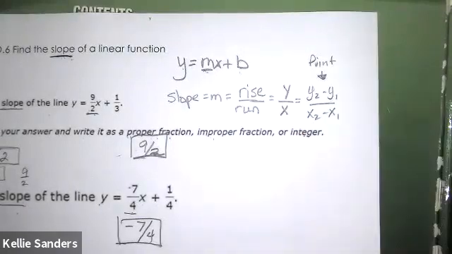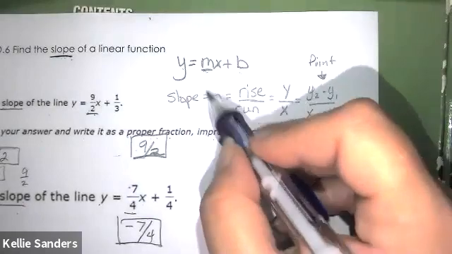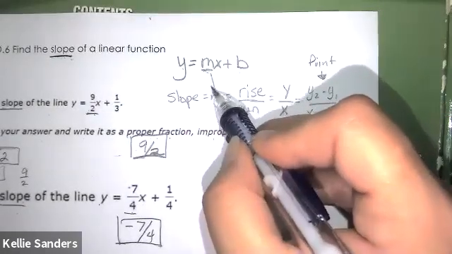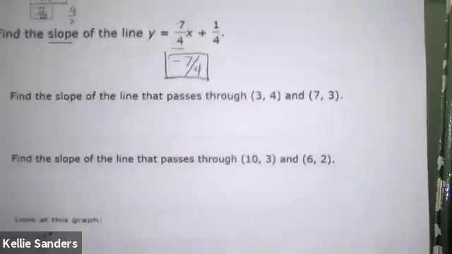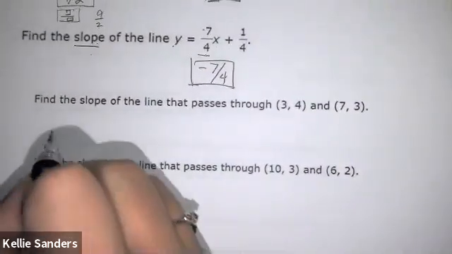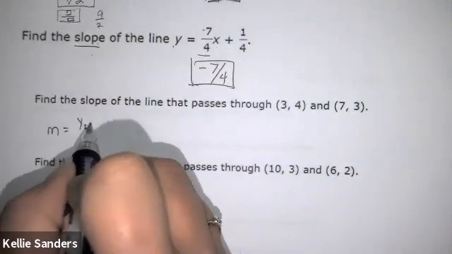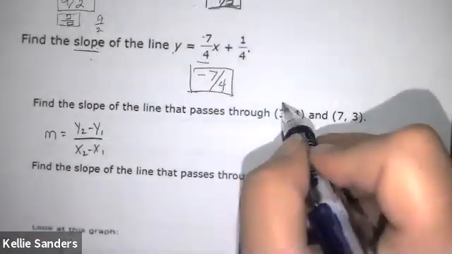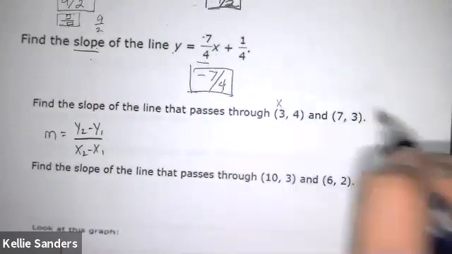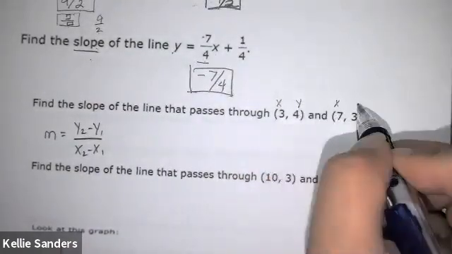You are going to use that information. If it's giving you an equation, then you're just going to look for that information. Okay? So your m is y2 minus y1 over x2 minus x1. This is your x. This is your y.